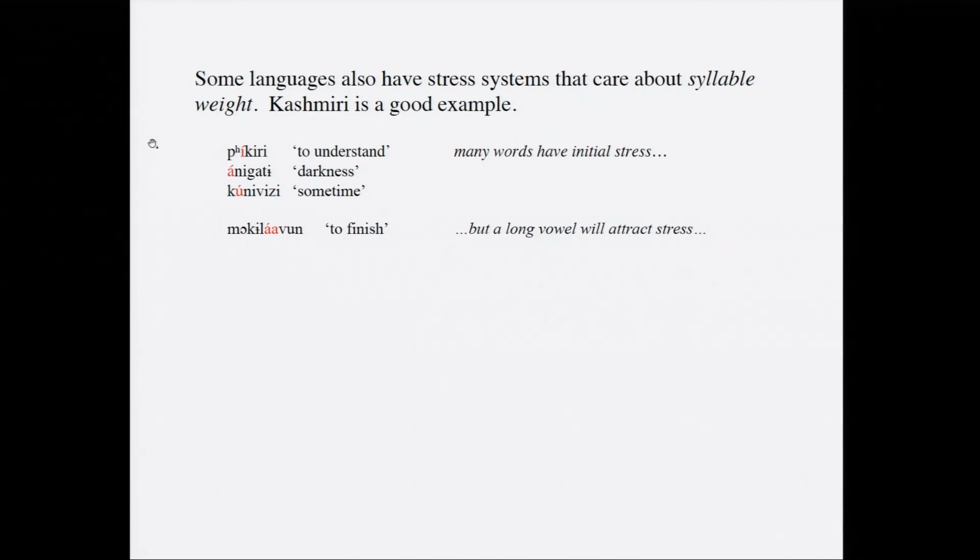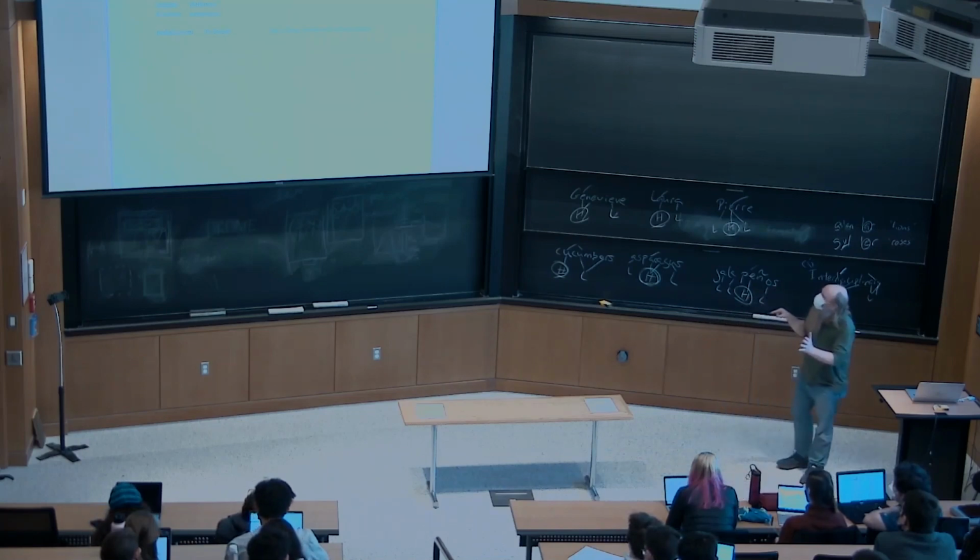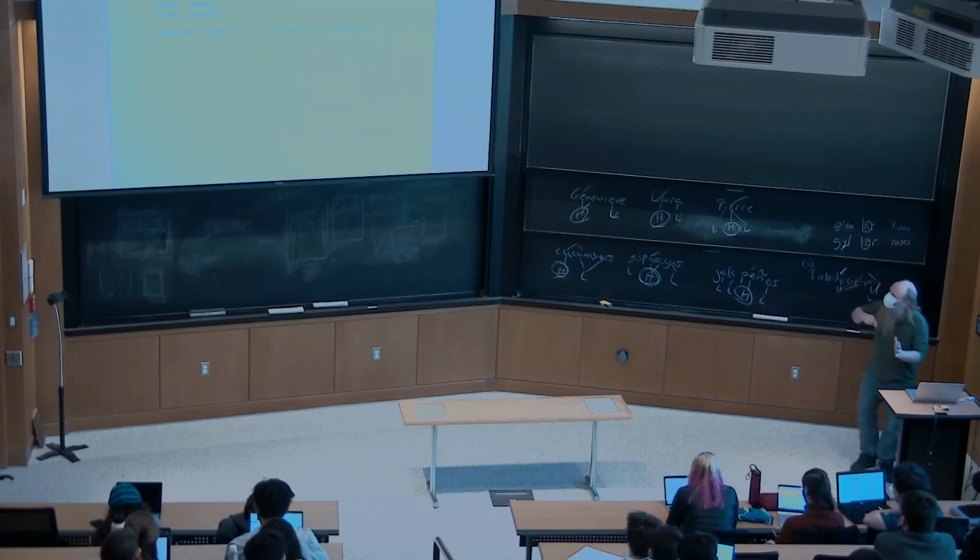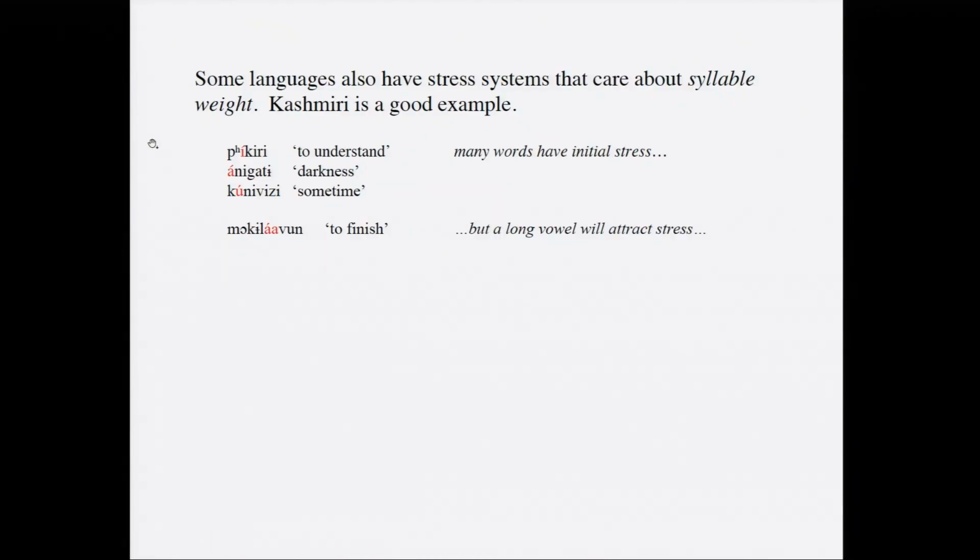But if there's a long vowel in the word, even if it's not the first syllable of the word, then the long vowel will get stress. So that verb to finish has a long vowel as its third vowel, and that's where the stress goes in that word. Long vowel will attract stress, except when it's final. So if it's the last vowel in a word, it doesn't get stressed. So the word for book has two syllables, and the second syllable has a long vowel, but the first syllable gets the stress. Because Kashmiri, like several other languages we've looked at, doesn't like stressing final syllables.